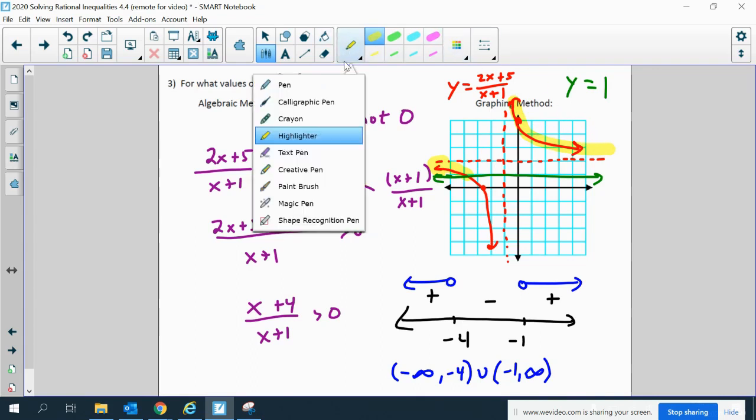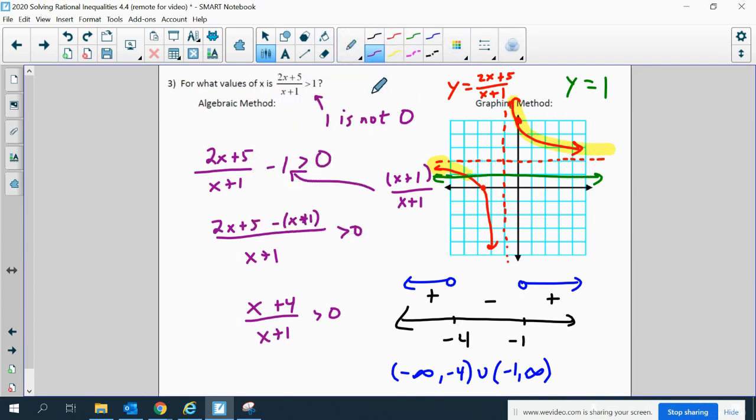Now, how do I know that it stops at -4? Well, if I sub in -4, this ends up being (-8 plus 5) over (-4 plus 1). And that's -3 over -3, which is 1. So I know that these intersect at x equals -4.